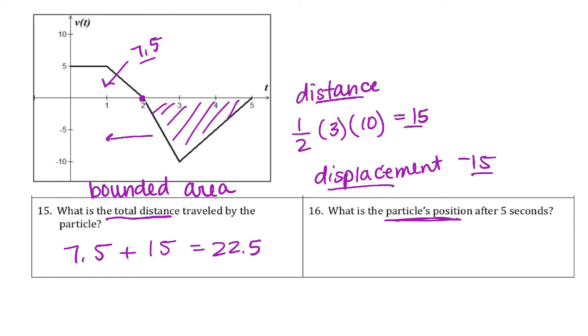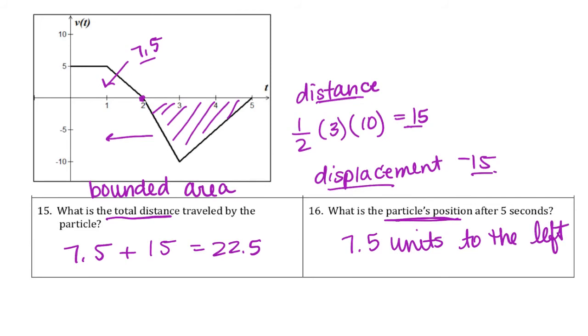So what is the particle's position after 5 seconds? Well, notice that we're at 7.5. We've turned around and gone back 15. So really, we want to say, well, we're at negative 7.5. So a good way to state that would be 7.5 units, and which direction? That negative is going to take care of that. So it's going to be 7.5 units to the left.